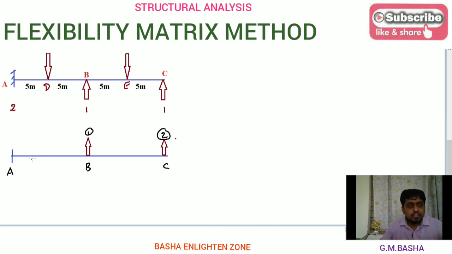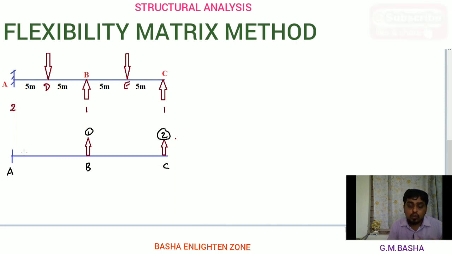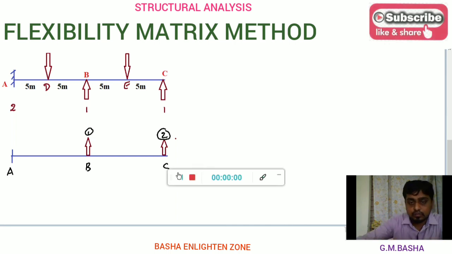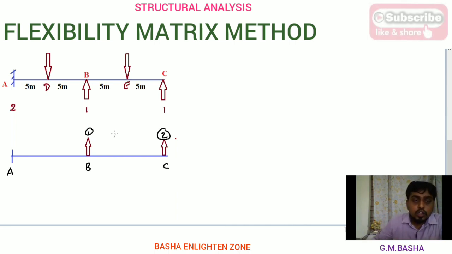There is also a chance of selecting the coordinate positions at A, because at A there is a chance of selecting one vertical reaction or else one moment. But according to my convenience, I am selecting the coordinate positions. Here there will be a total of 4 reactions, and among the 4 reaction positions you can select anywhere; it is according to your wish. So here I am selecting two coordinate positions, one at B, another at C.